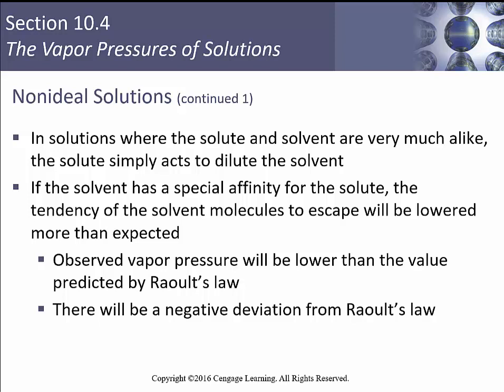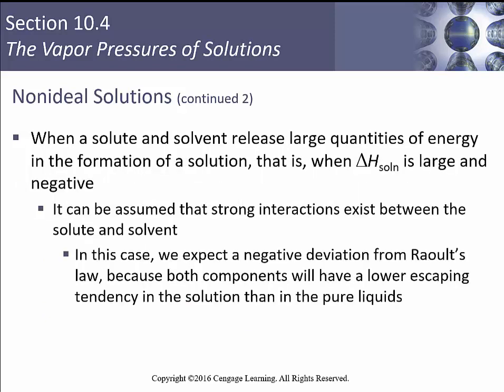In solutions where the solute and solvent are very much alike, the solute simply acts to dilute the solvent. If the solvent has a special affinity for the solute, they really like each other, then the tendency of the solvent molecules to escape is going to be lowered more than expected. So if there's a strong interaction, we're going to see a negative deviation. The observed vapor pressure will be lower than the value predicted by Raoult's law. It's going to be a negative deviation.